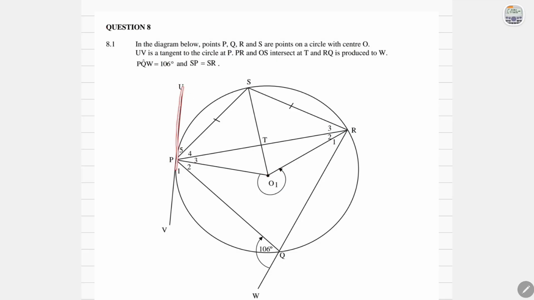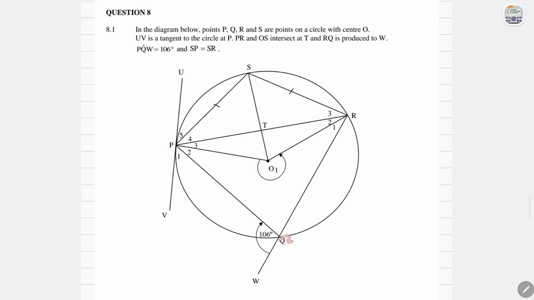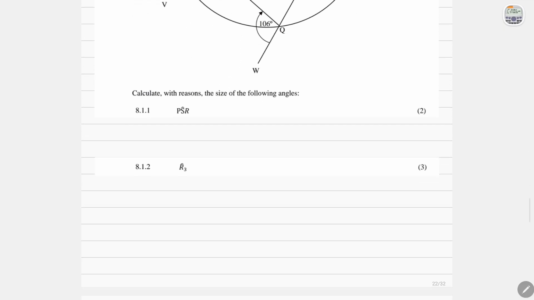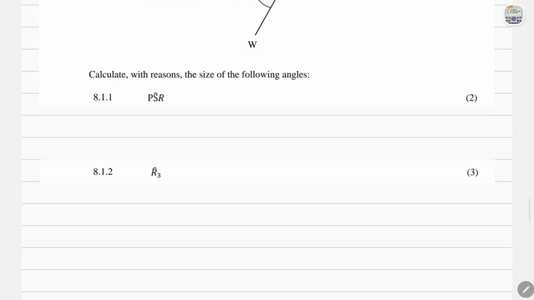UV is a tangent to the circle at P. PR and OS intersect at T. RQ is produced to W. And then they give us an angle. They tell us that angle PQR is 106 degrees, and SP is equal to SR. And then the question says calculate with reasons the size of the following angles.